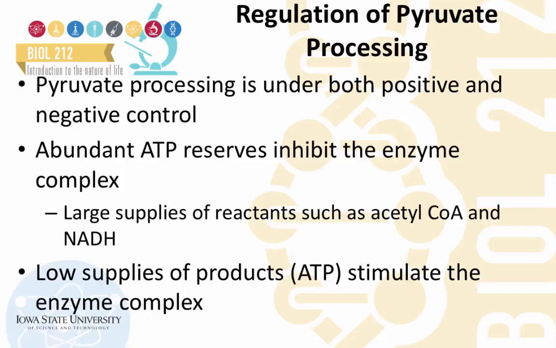The processing of pyruvate is controlled both by positive control and negative control. When ATP is abundant, the enzyme complex that catalyzes the conversion of pyruvate to acetyl coenzyme A is inhibited. On the other hand, the enzyme complex is stimulated in the absence of ATP.